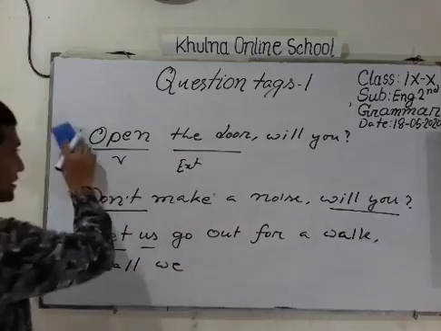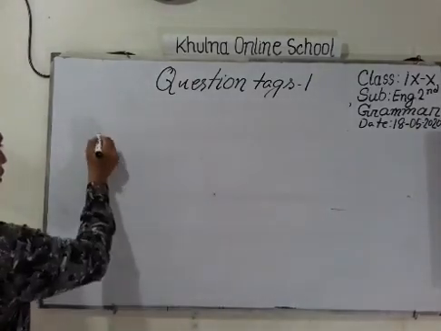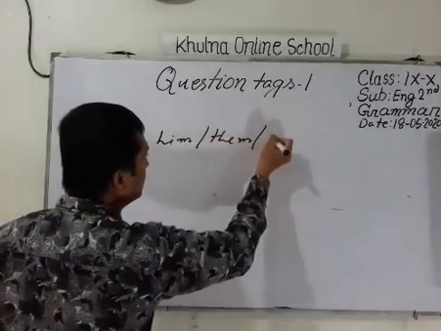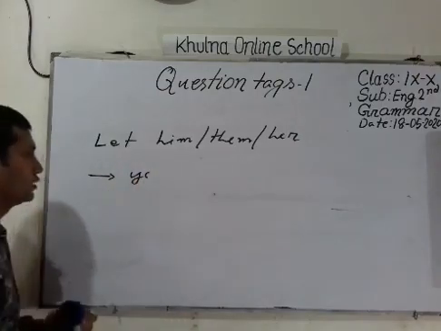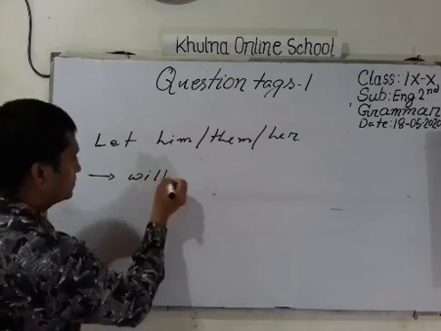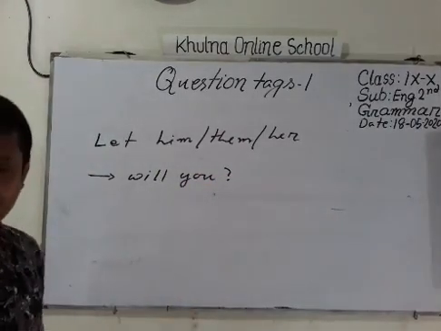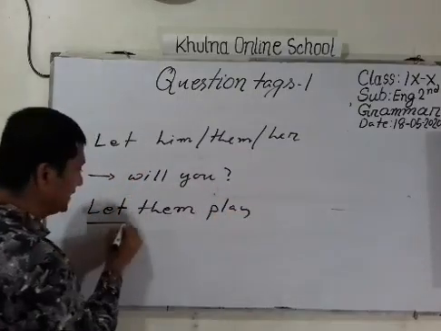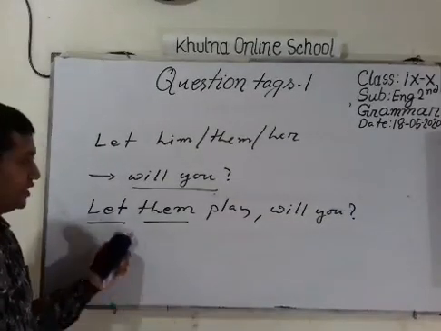But you can ask me, sir, if there is another structure of the imperative sentence, for example, let him, let them, let her. No problem. In this case, use here will you. For example, let them play. As let and them, so we use will you. Thus we can make a question tag after an imperative sentence.